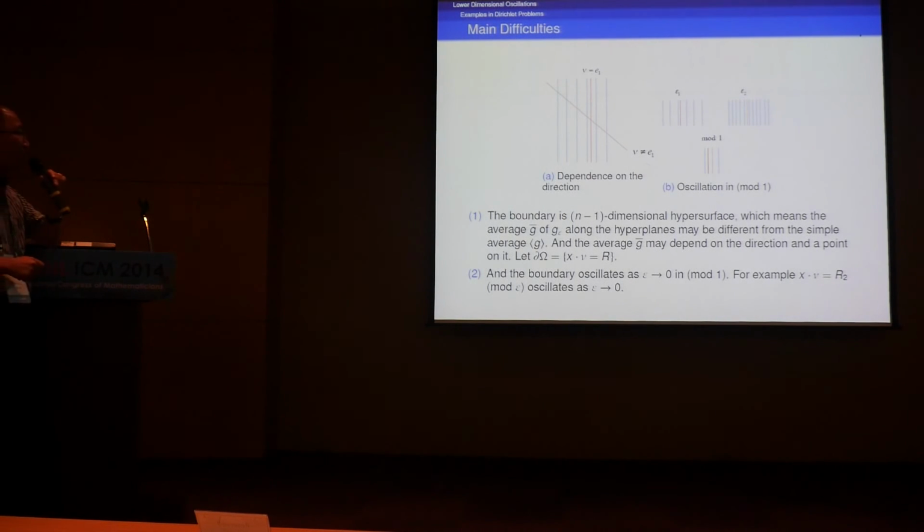So what happens is the following. If the boundary is an n-1 dimensional hypersurface, the average of g sub epsilon along the hyperplane may be different from the simple average, like this one, because it doesn't see all of the values. How can it be the simple average?